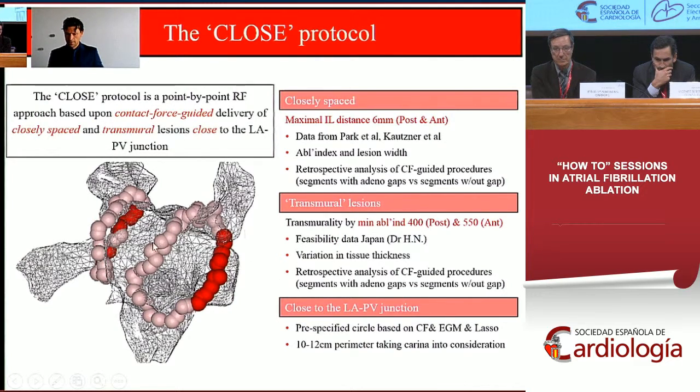Here you can see the encirclement. Closely spaced means that we ablate with a maximal center-to-center distance of 6 millimeters. We think that Visitech and respiratory gating are essential and key to ablate according to the closed protocol. Transmurality is based upon the ablation index. I did hear the discussion with Dr. Merino and Dr. Sarkozy, and indeed I will present lesion index, ablation index. And close to the LAPV junction means that with my catheter I try to look for those sites where the atrium and the PV potentials do merge.